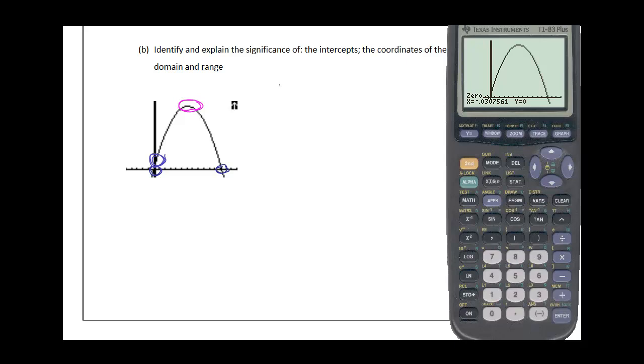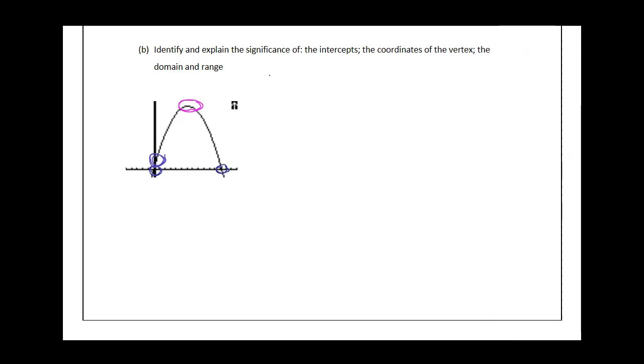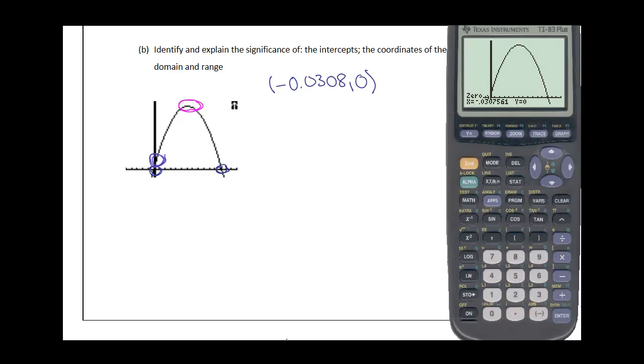And there it is. It says that the x-intercept is negative 0.0308 if we round. We got one at negative 0.0308 and 0. And now let's go ahead and calculate the other one. Second function, trace, down to 0, left bound. So here we are yet again going left to right. So instead of below and then above, we're going to start above and then calculate the below.